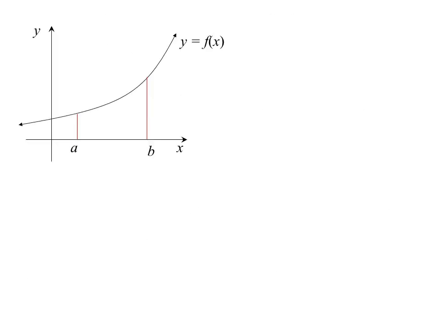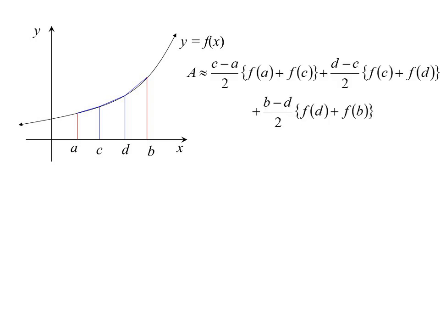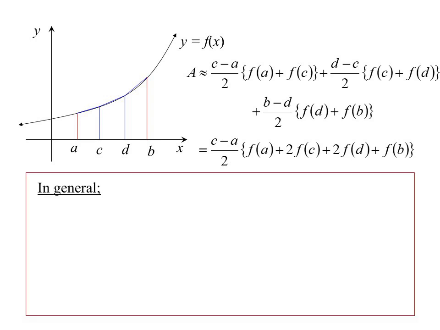What about if I split it up into 3 equal sections? And look, my overestimate now is getting really small. There it is. But again, we can do some factorisation because c minus a will be the same as d minus c, which will be the same as b minus d. And we end up with function a, twice function c, twice function d, plus function b. Because basically, the ones that are in the middle, we're going to get 2 because they're involved in 2 different trapeziums. So that's a formula we could write down.